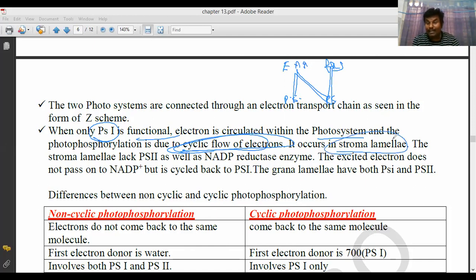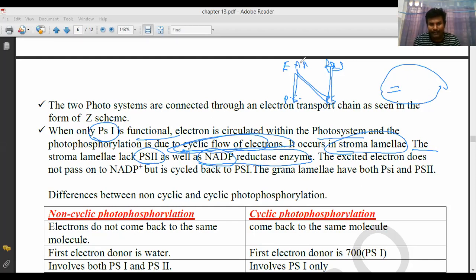So that is called the cyclic flow of electrons. It occurs in the stroma lamella. The stroma lamella is in the chloroplast. This region is called the stroma. In this stroma region, cyclic phosphorylation takes place. The stroma lamella lacks PS2 as well as the NADP reductase enzyme.